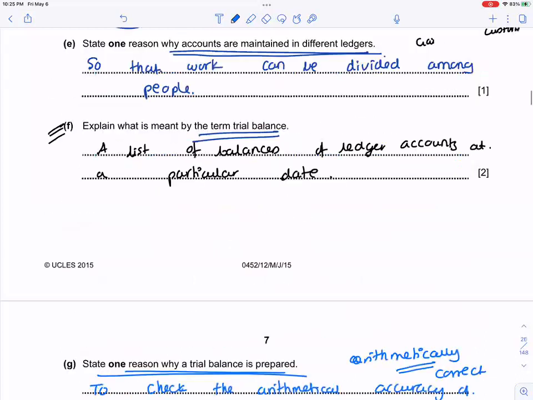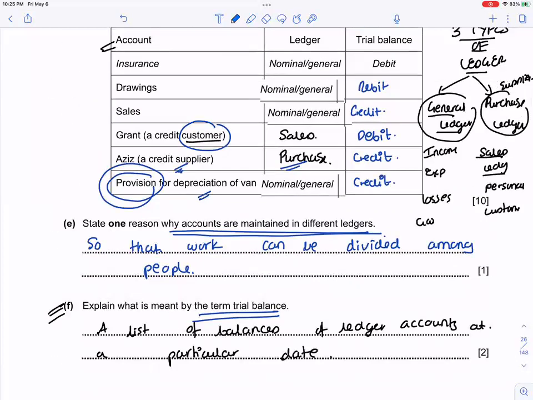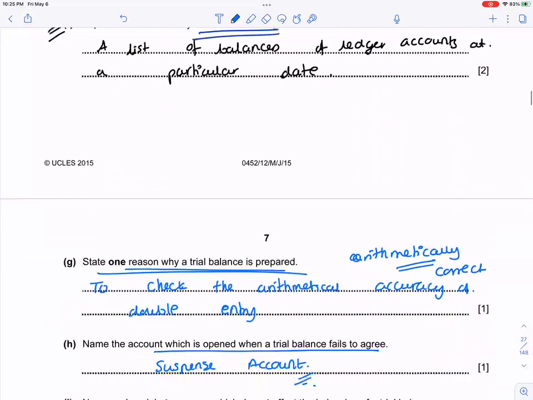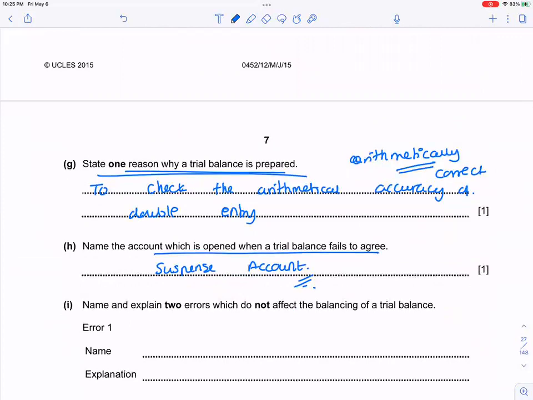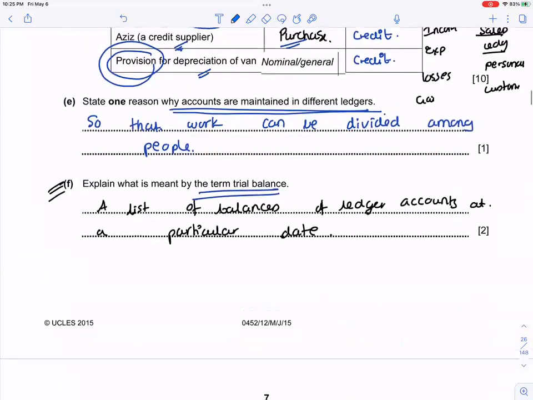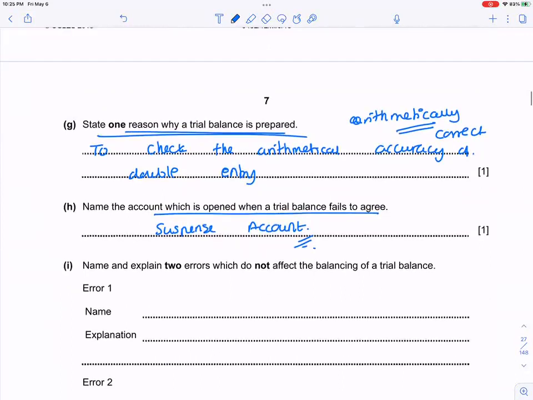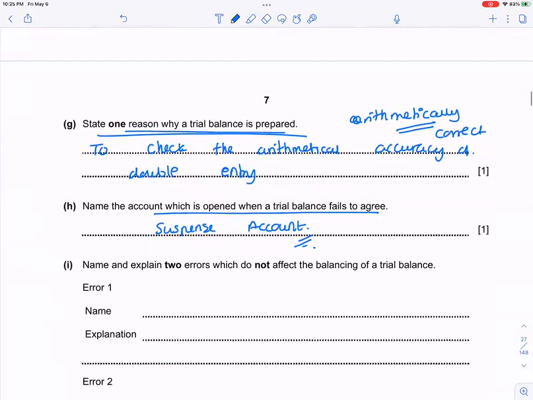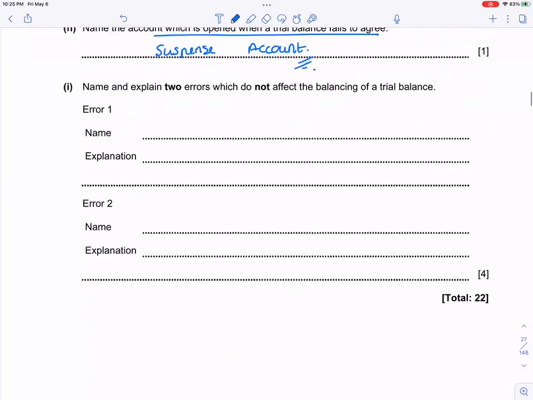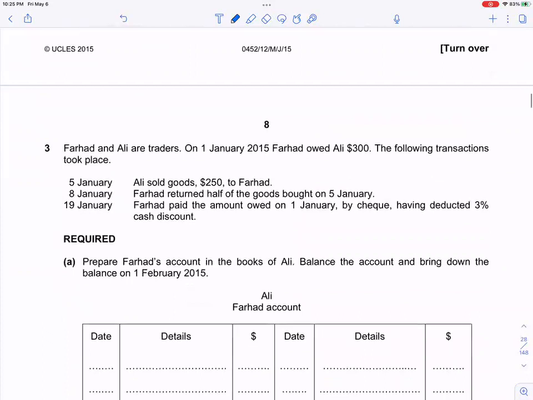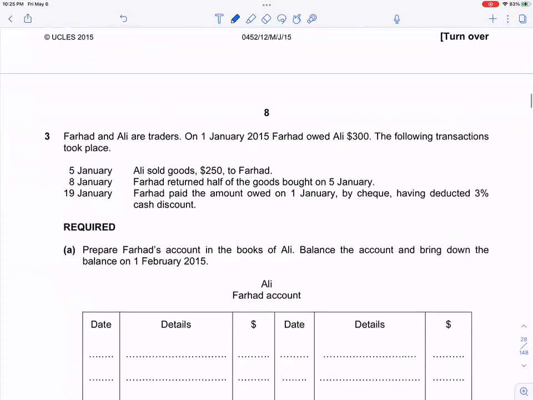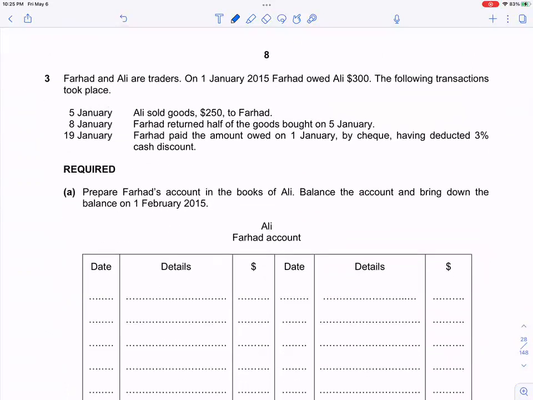Okay, can you again tell me what is a trial balance? A list of balances of ledger accounts at a particular date. One reason why a trial balance is prepared: to check the arithmetical accuracy of double entry. One account which is opened if a trial balance fails to agree: suspense account.